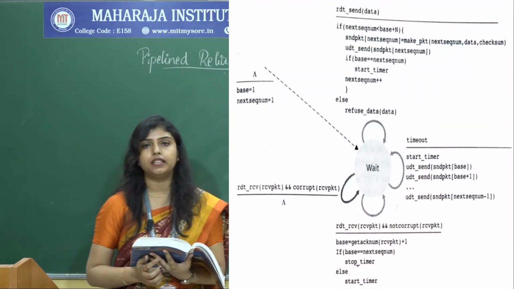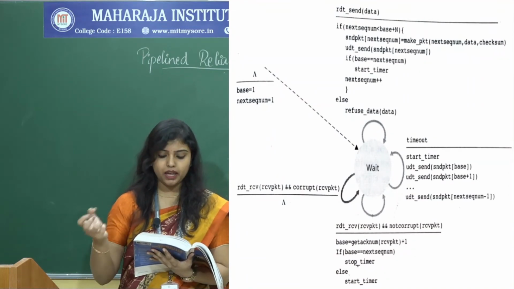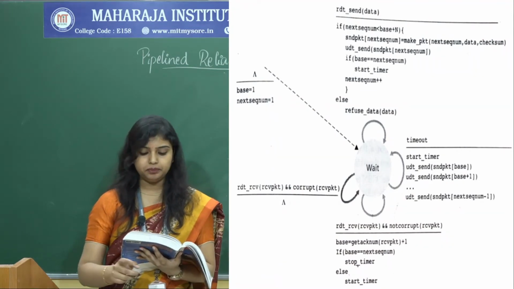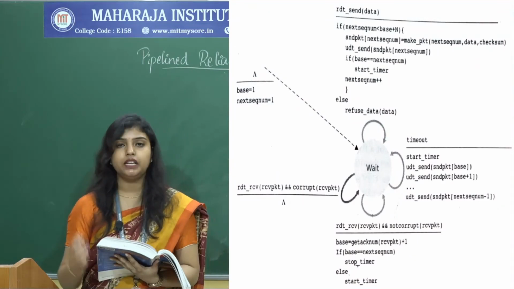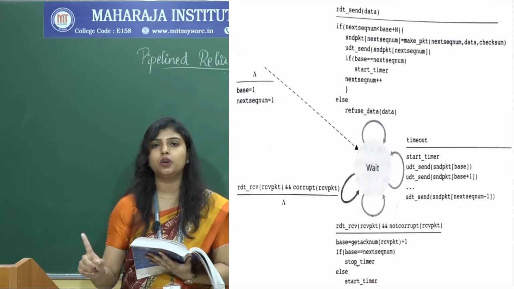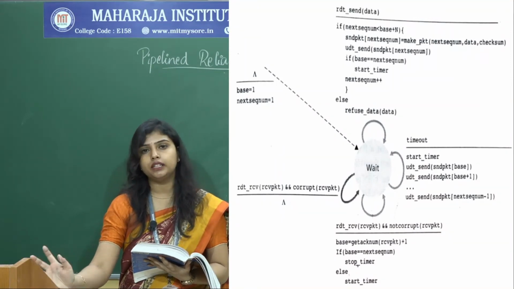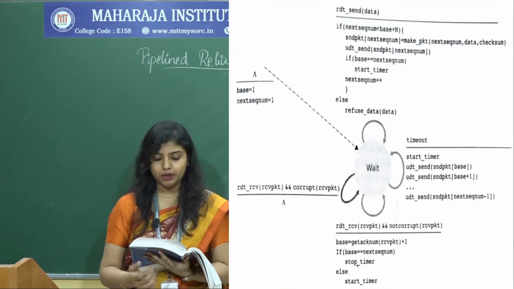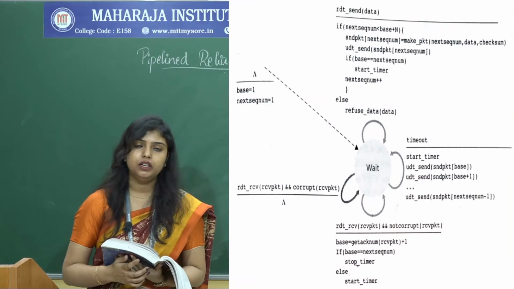That is why it is checking the condition. If the next sequence number is less than base plus N, it will make a packet with the next sequence number, data and the checksum, and send that packet. Then it checks if base is equal to next sequence number. Only if base is equal to next sequence number, it starts a timer, and then it increments the next sequence number. If the window is full, it will refuse the data.